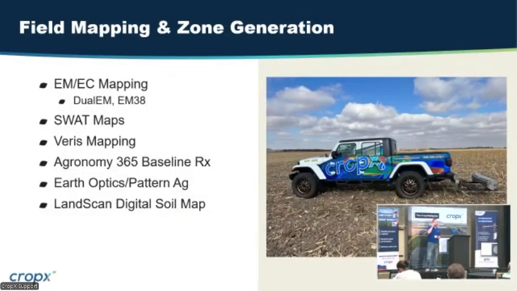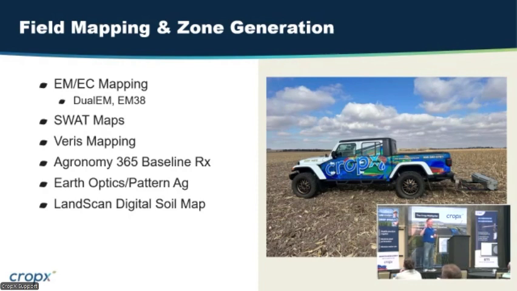So there's several different ways to go about this. That image I showed this morning with the CropX Hummer, what they're actually pulling behind them is a SWOT map, or a SWOT mapping system. The underlying technology of this is electrical conductivity mapping. And you'll see on that first bullet point, I reference electromagnetic or EC mapping, which is one of the same things.